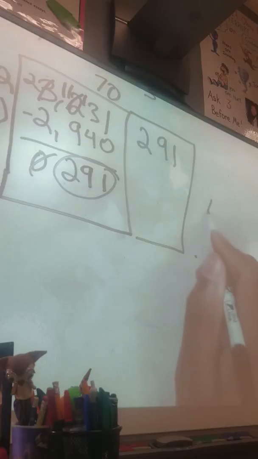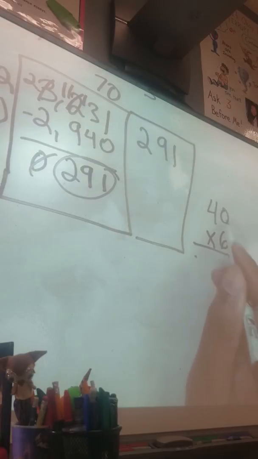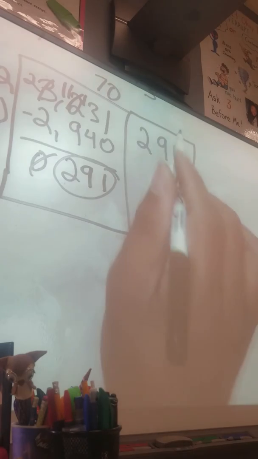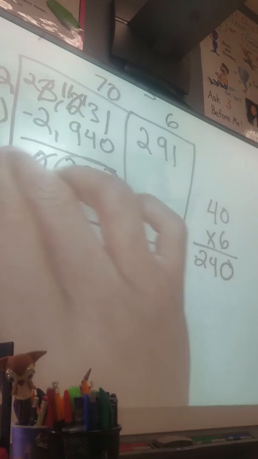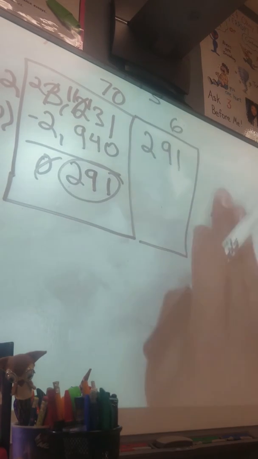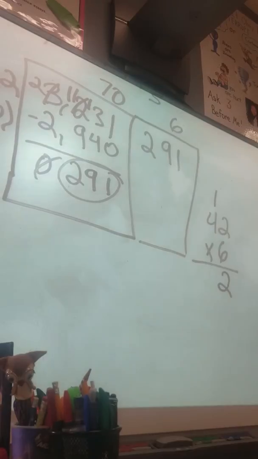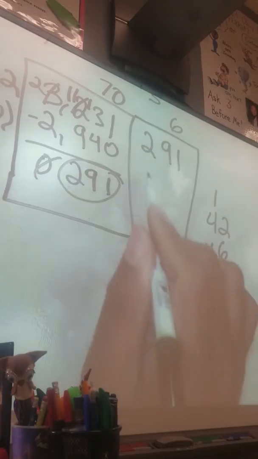Let's do 40 times 6. Well, we know that 4 times 6 is 24. 240. That might be safe. So let's see if 6 will work. We're going to put 6 up here and multiply it by our actual divisor. 42 times 6. Okay? So 6 times 2 is 12. Okay? 6 times 4 is 24 plus 1 is 25. So I think we are good with that. That works.